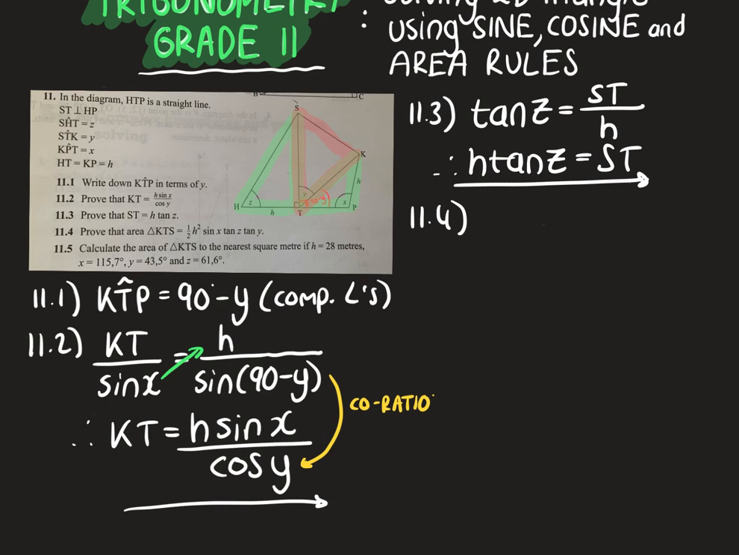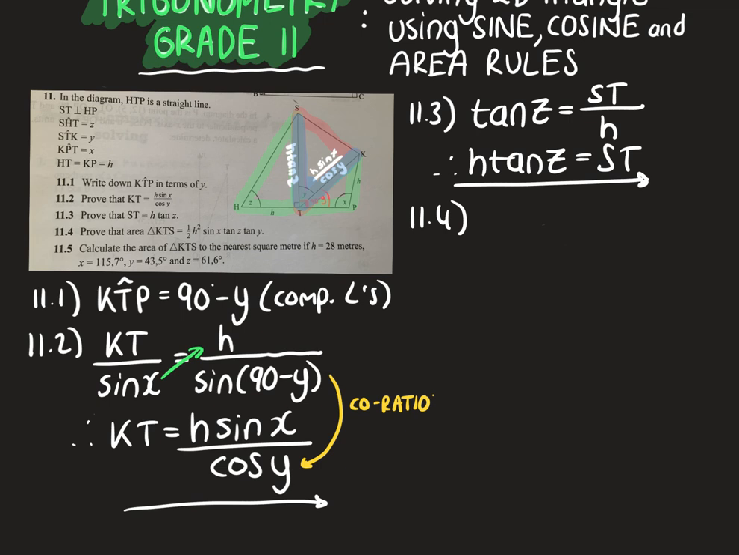Yes, we do. Let's put in our known information we worked out from 11.1 to 11.3. Do we not know that ST is equal to h tan of z? And do we not know that KT is equal to h sine of x all over cos of y? So do we not have a V-shaped scenario here? We've got that, and we have the angle y in the middle. So that allows us to use the area rule.